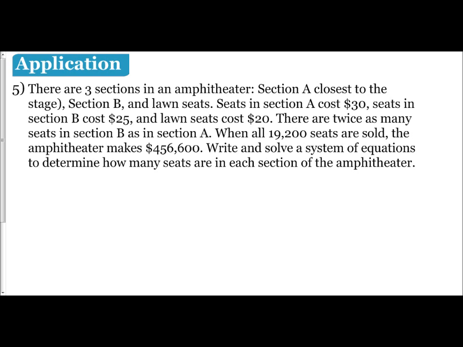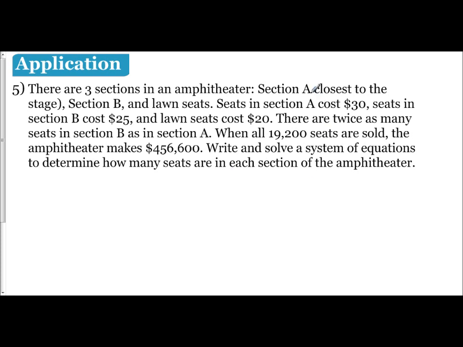There are 3 sections in an amphitheater. Section A, closest to the stage, Section B, and lawn seats. Seats in Section A cost $30, seats in Section B cost $25, and lawn seats cost $20. There are twice as many seats in Section B as in Section A, and when all 19,200 seats are sold, the amphitheater makes $456,600. Write and solve a system of equations to determine how many seats are in each section.